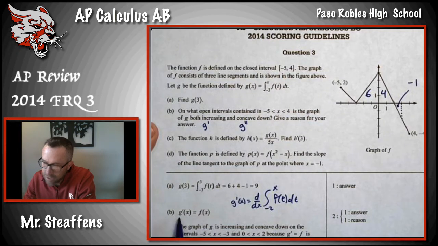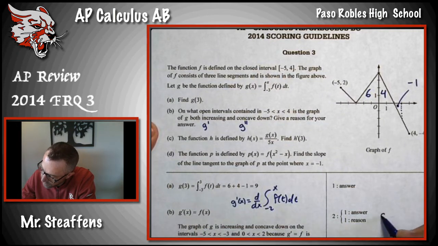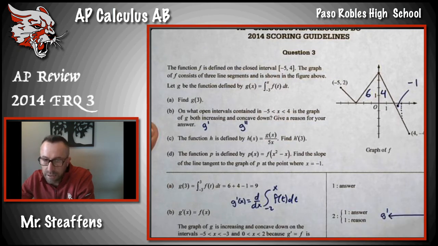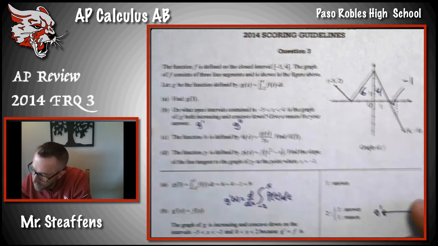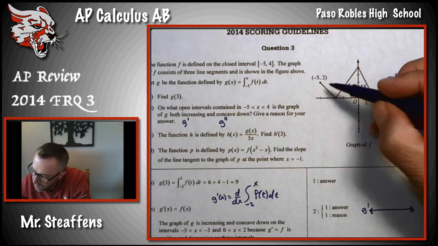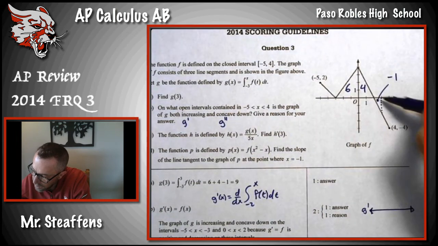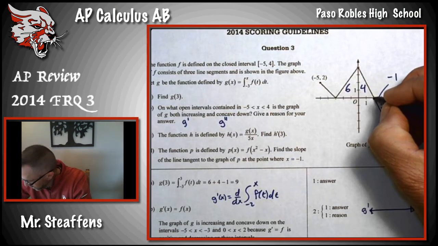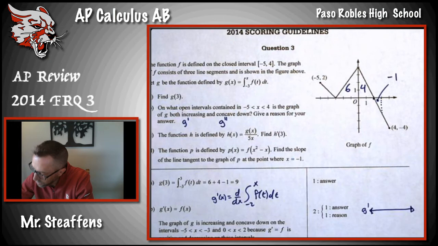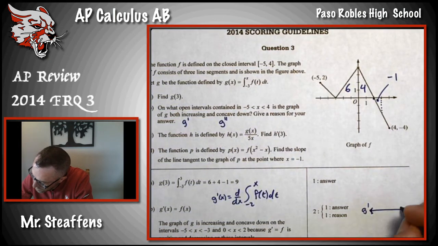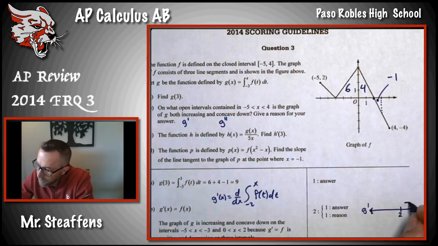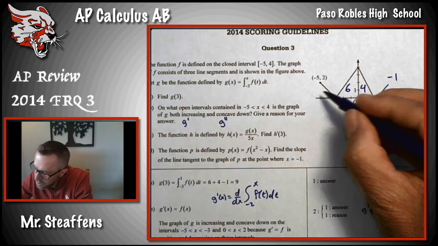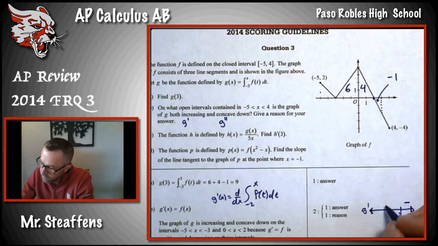If g prime of x is just f of x, then in our number line for g prime, I've got a couple of values I need to look at. This is all positive up here, so everything here and here and here is positive. The only number I'm really concerning myself with is this number right here at 2. At 2, since the area is negative, g prime is negative. And since the areas over here are positive, g prime is positive.